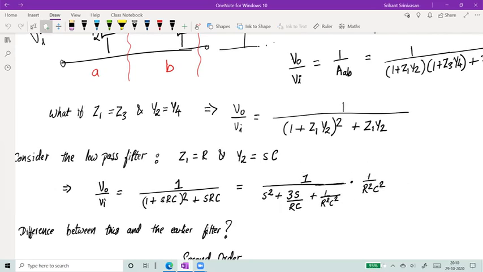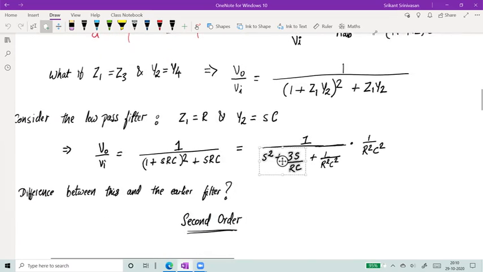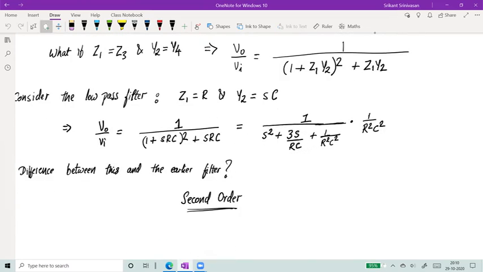Because as S tends to infinity, then again this term becomes large and this is gone. And so because the denominator tends to infinity, it becomes 0. So high frequencies are not there, low frequencies. So the important point is, this is a second order filter. The earlier filter, where you had only one capacitor, is called a first order filter. What is the difference between these two? Both are low pass filters, right? So I'll just write it down here. Second order low pass.